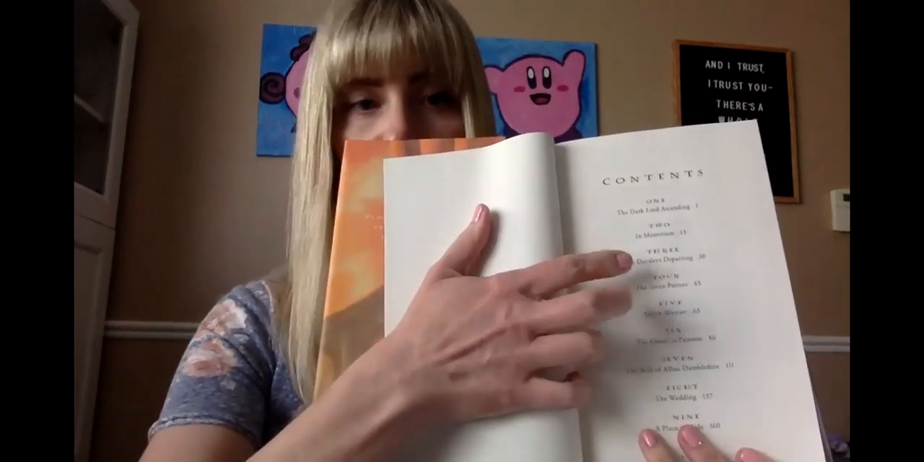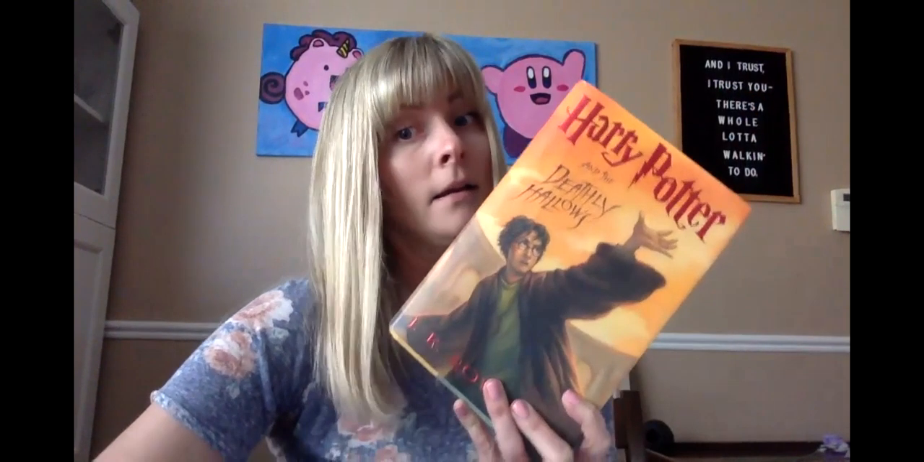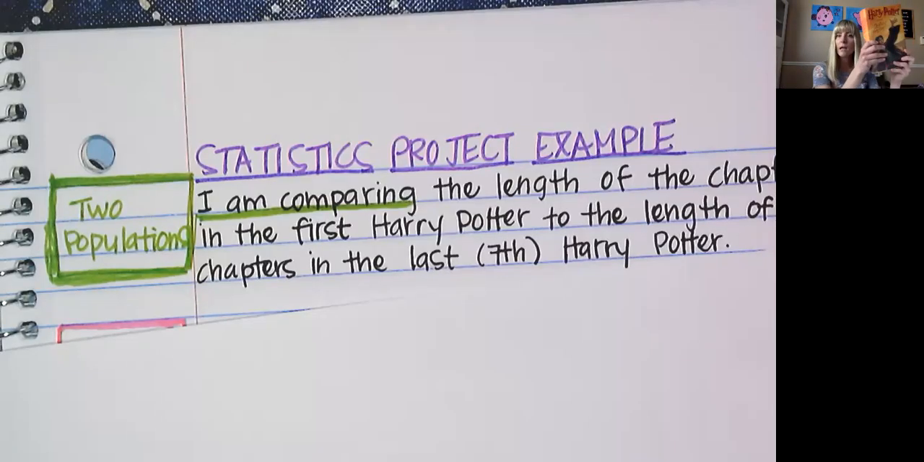I know this book has way more chapters, but I was also kind of curious if the reading level increased at all from the first book to the last book. So obviously, I know that the seventh book is just longer in general. It has more chapters, but I was curious whether or not the last book also had longer chapters, not just more chapters, but in general, are the chapters longer?